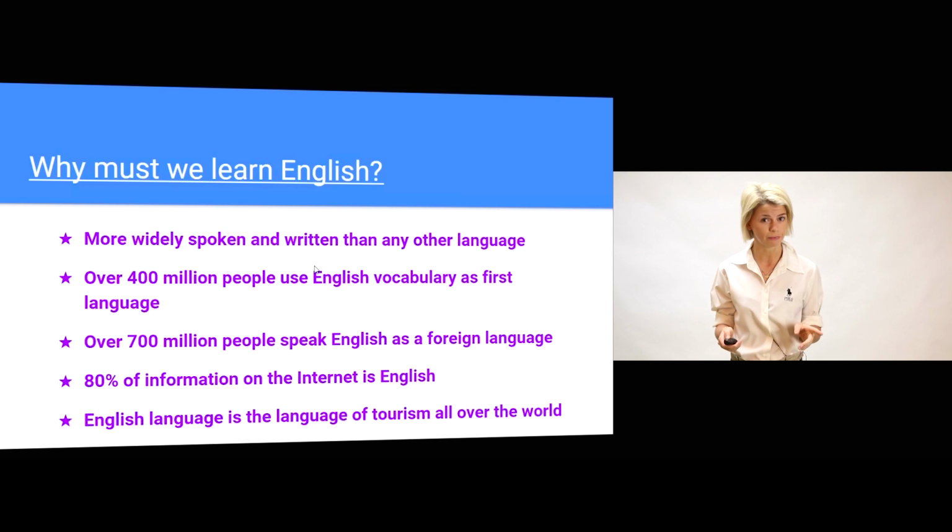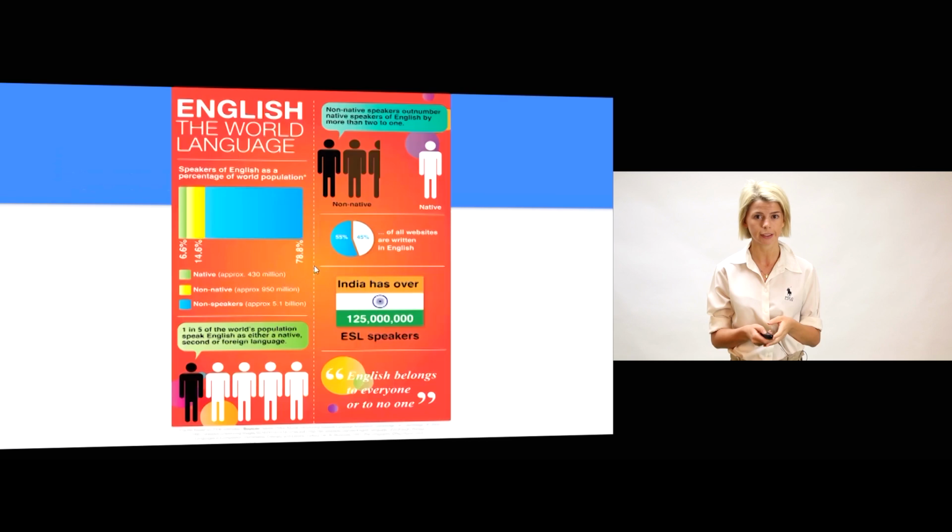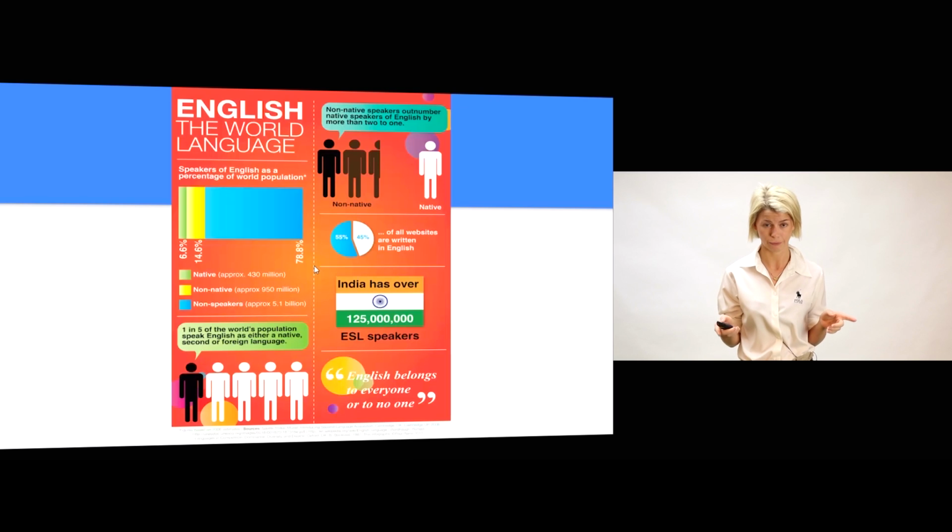So, there's some facts, but let's look in picture form. Okay, we have a graph. In the graph, we have the green, the small green part. This is the number of native English speakers. People who speak English as their first language.